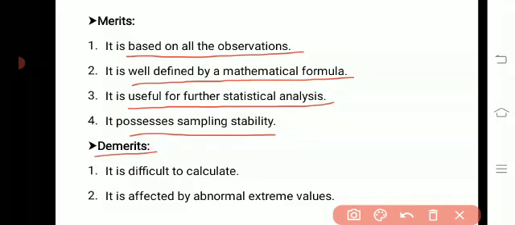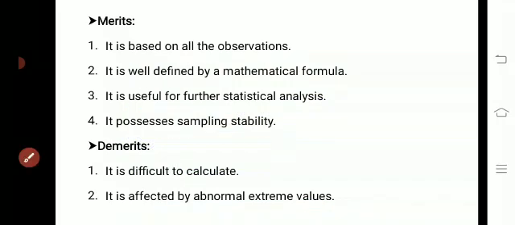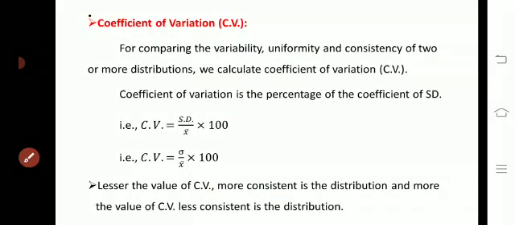Then demerits. It is difficult to calculate. Standard deviation is a bit difficult to calculate. And one more is, it is affected by abnormal extreme values. Since it is based on all the observations, if any values are too small or too big in the series, then standard deviation is too much affected by these extreme values.